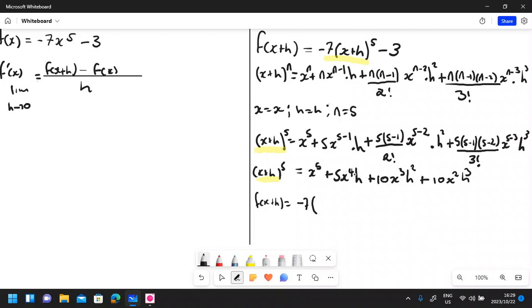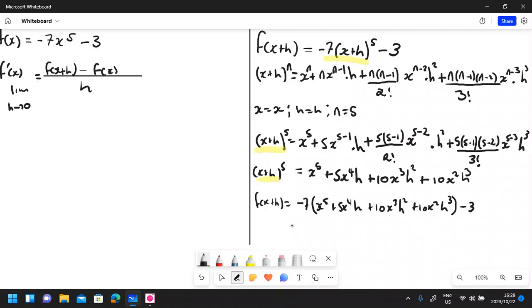Remember, this is x plus h to the power 5. So you're going to have x to the power 5 plus 5x to the power 4 h, plus 10 x to the power of 3 h to the power of 2, plus 10 x squared h to the power of 3, and that is that. Don't forget, now we have this -3.